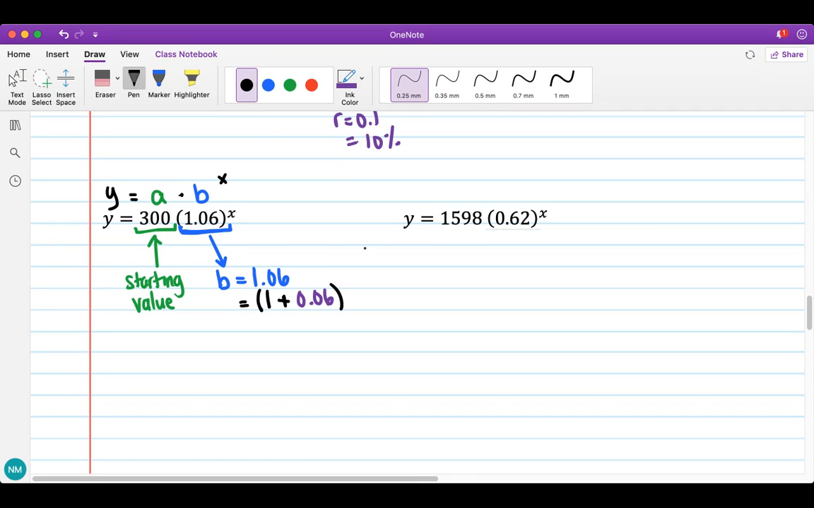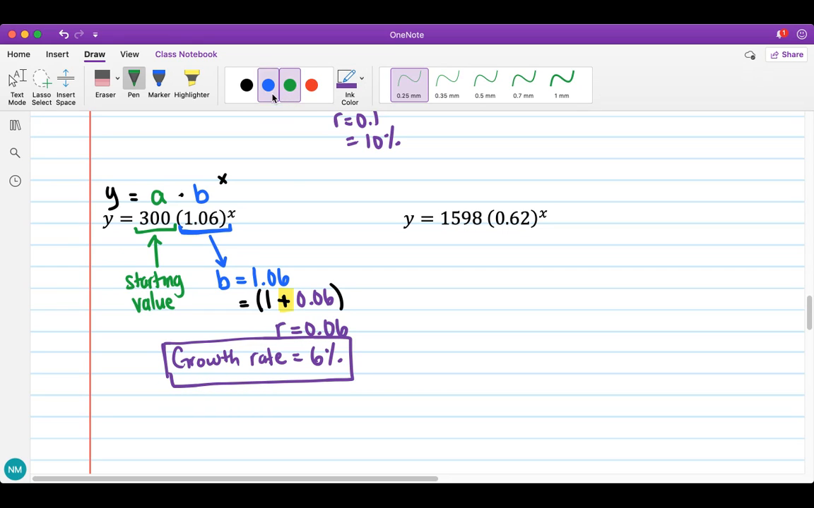So what is my rate at which it is growing, right? So I know it is growing. So my rate is going to be R is equal to 0.06. And so 0.06 is the same thing as saying 6%. So I'm going to write growth rate. And I know it's growth because, again, it's plus. It's greater than 1. My growth rate is 6%. And my starting value is 300.